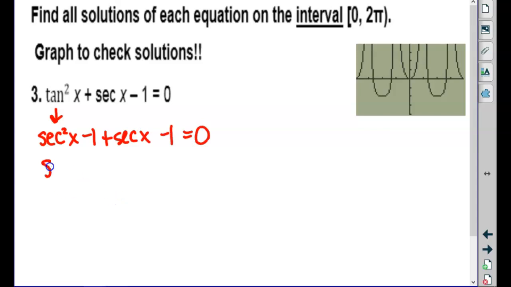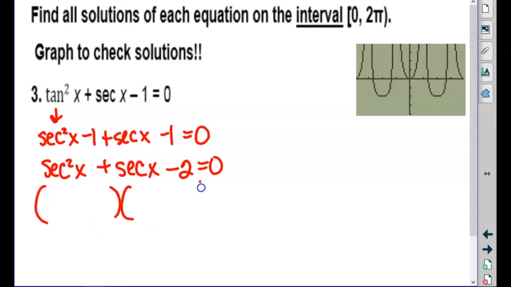So if I combine like terms, I have a secant squared plus a secant minus 2 equals 0. That will factor similar to the last one, but not the same. And it's a secant, so we got to be careful. Secant of x, one needs a 2 and one needs a 1. I think I need a plus 2 this time though, right? To get a plus 1 in the middle.